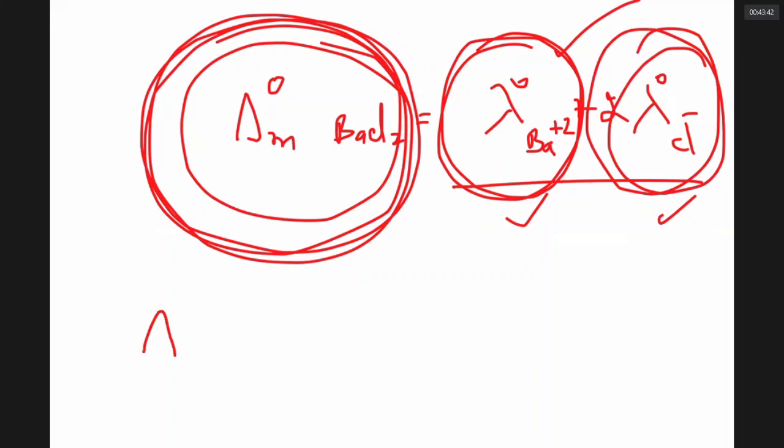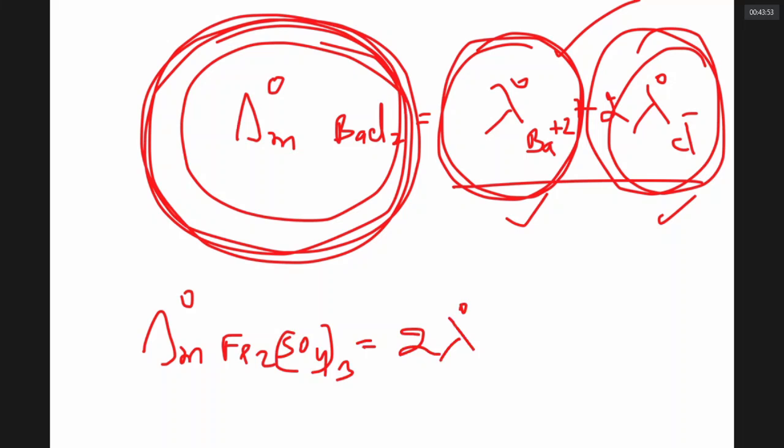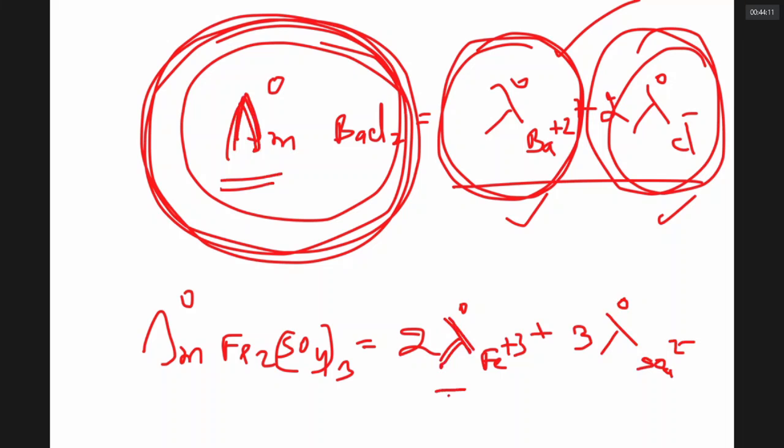For example, what is the molar conductance at infinite dilution of ferric sulfate? Fe2(SO4)3. It is equal to 2 into molar conductance at infinite dilution of ferric ions plus 3 into molar conductance at infinite dilution of sulfate ions. For individual ions, I am using small lambda. For overall conductance, I am using capital lambda. Okay, sir, this is the representation we have.